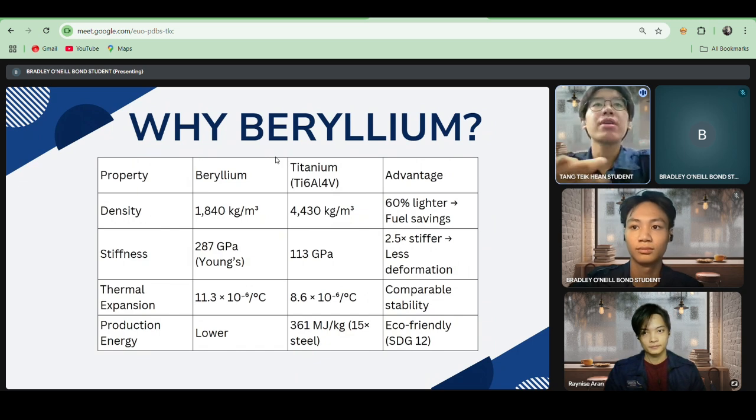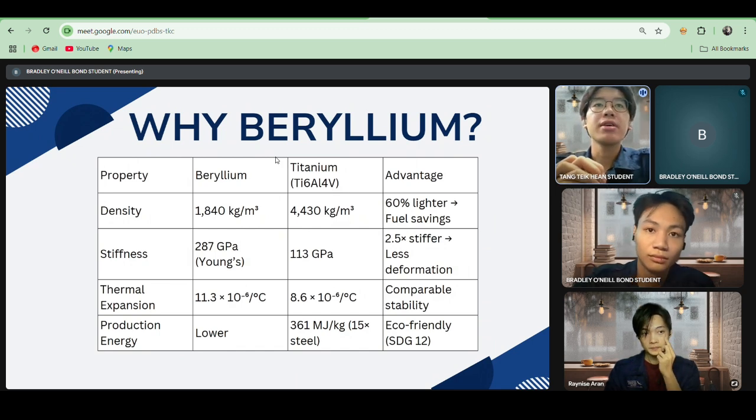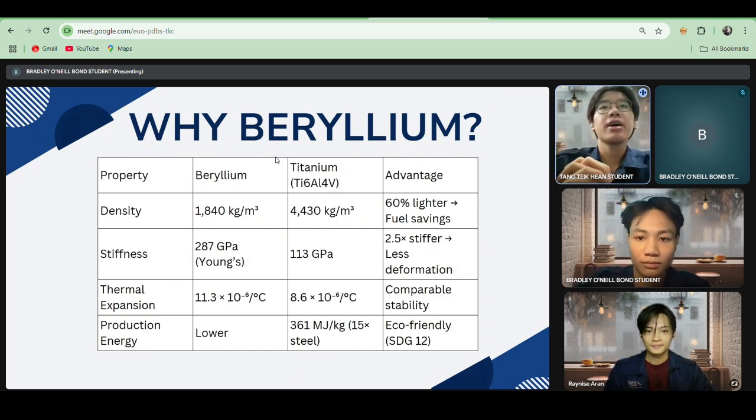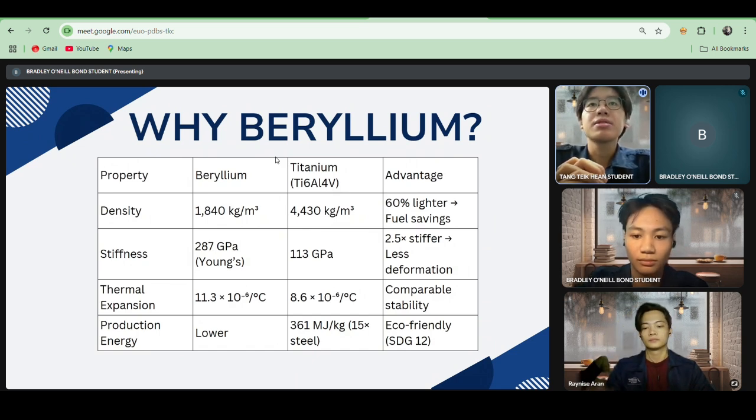Why do we use beryllium? Beryllium has a lower density than titanium. It is 1,840 kilograms per cubic meter, and titanium is 4,430 kilograms per cubic meter. Beryllium is 60% lighter than titanium. Comparing stiffness, beryllium is stiffer than titanium, which is 287 gigapascals, bigger than 113 gigapascals. Beryllium is 2.5 times stiffer than titanium, so it will cause less deformation.